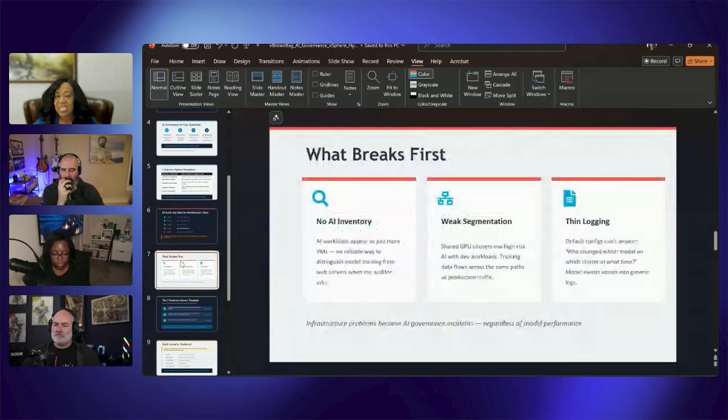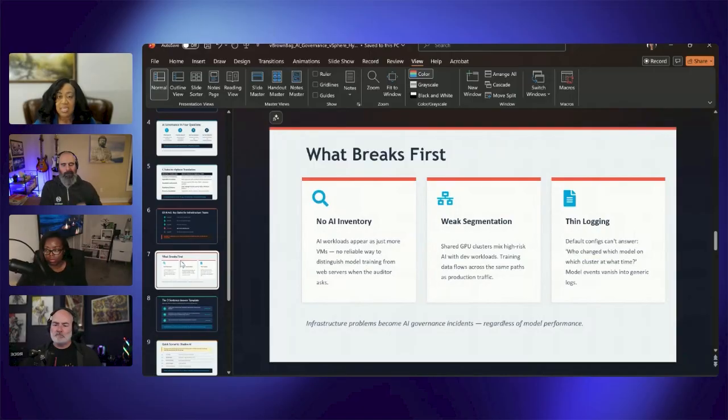So now we kind of get into the less positive side of AI governance, or governance in general, which is what breaks first. So you can't protect what you don't know about. You can't control what you don't know about. And so AI workloads are occurring more often in the VM world. You have to have a reliable way to distinguish what is training and what is actual live data, where the server is at. And when the auditor asks, you have to be able to prove that the controls are actually there, actually either preventing something, reporting something, or detecting something, and actually working the way you expect them to work.